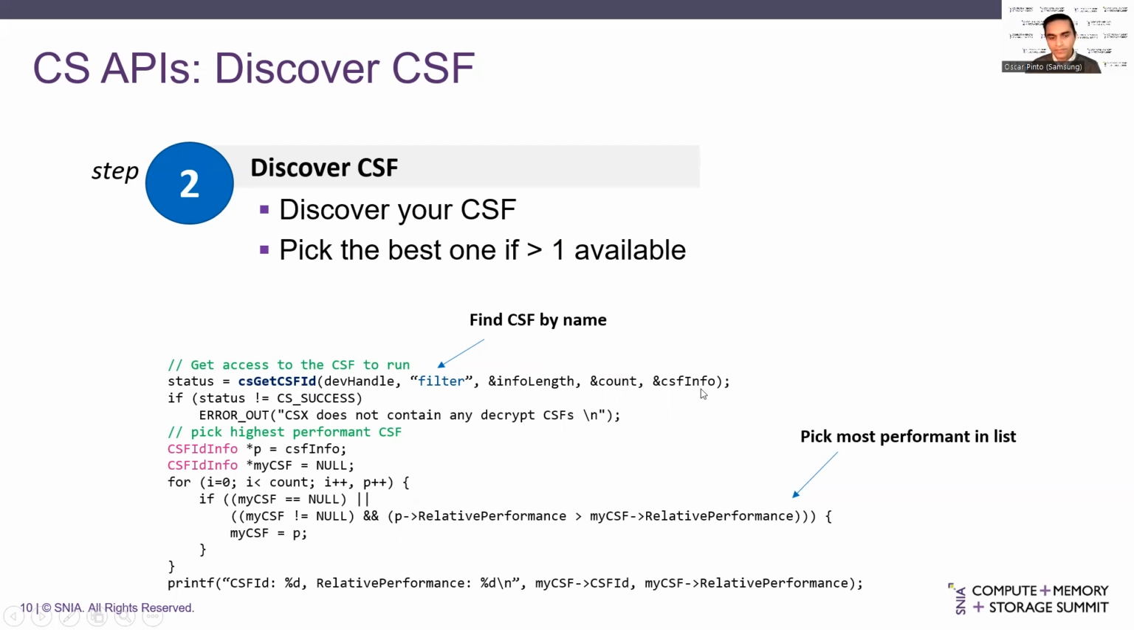Now, CSF info is a list of data structures, CSF ID info, and they contain information on the actual CSF and additional information on the relative performance of that CSF and the power it may consume. So if you have a requirement for the most performant CSF, then you would pick, as this example shows, the most relative performance. But if you have a requirement to use the least amount of power because the device has that capability, you would pick the one that uses the least amount of power.